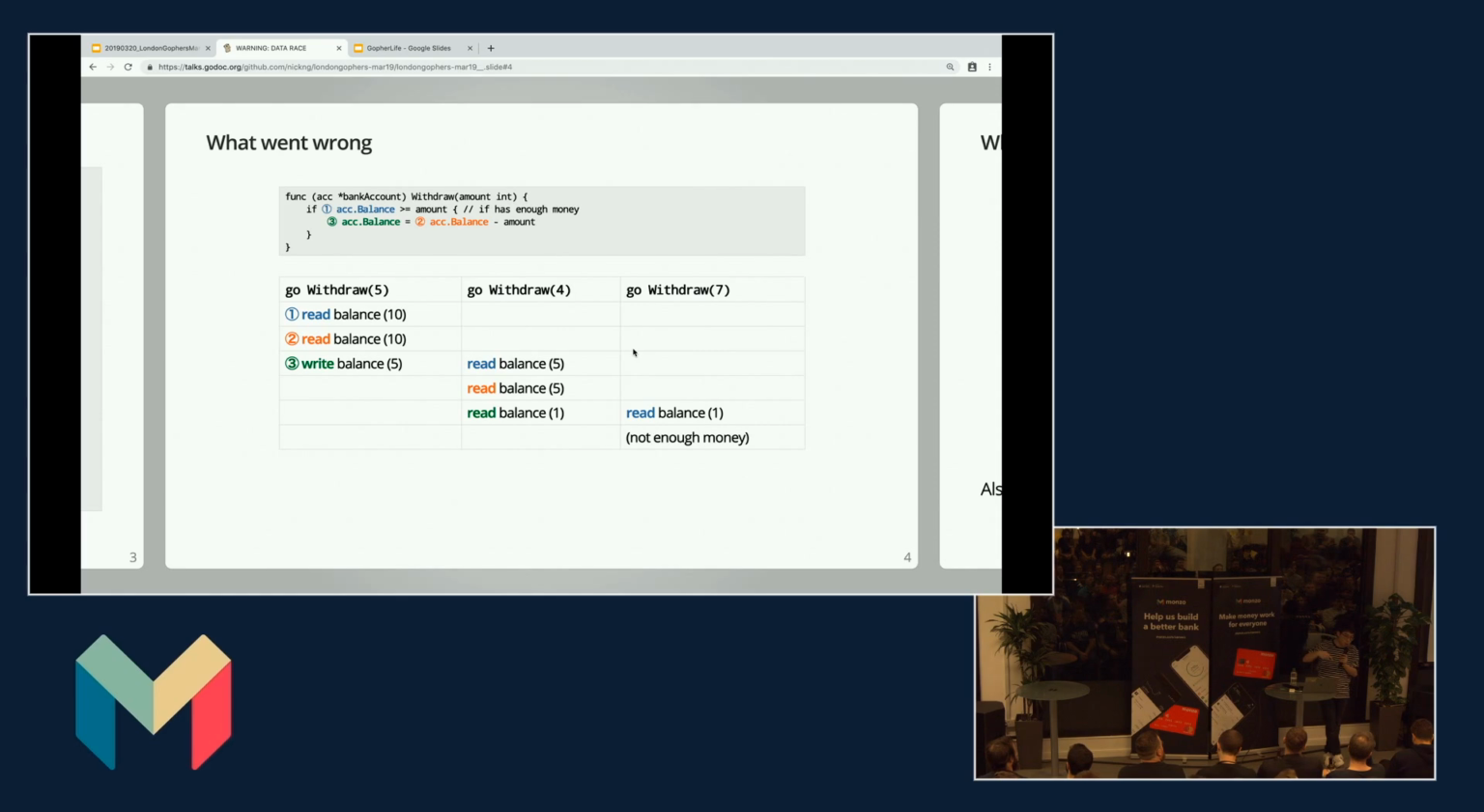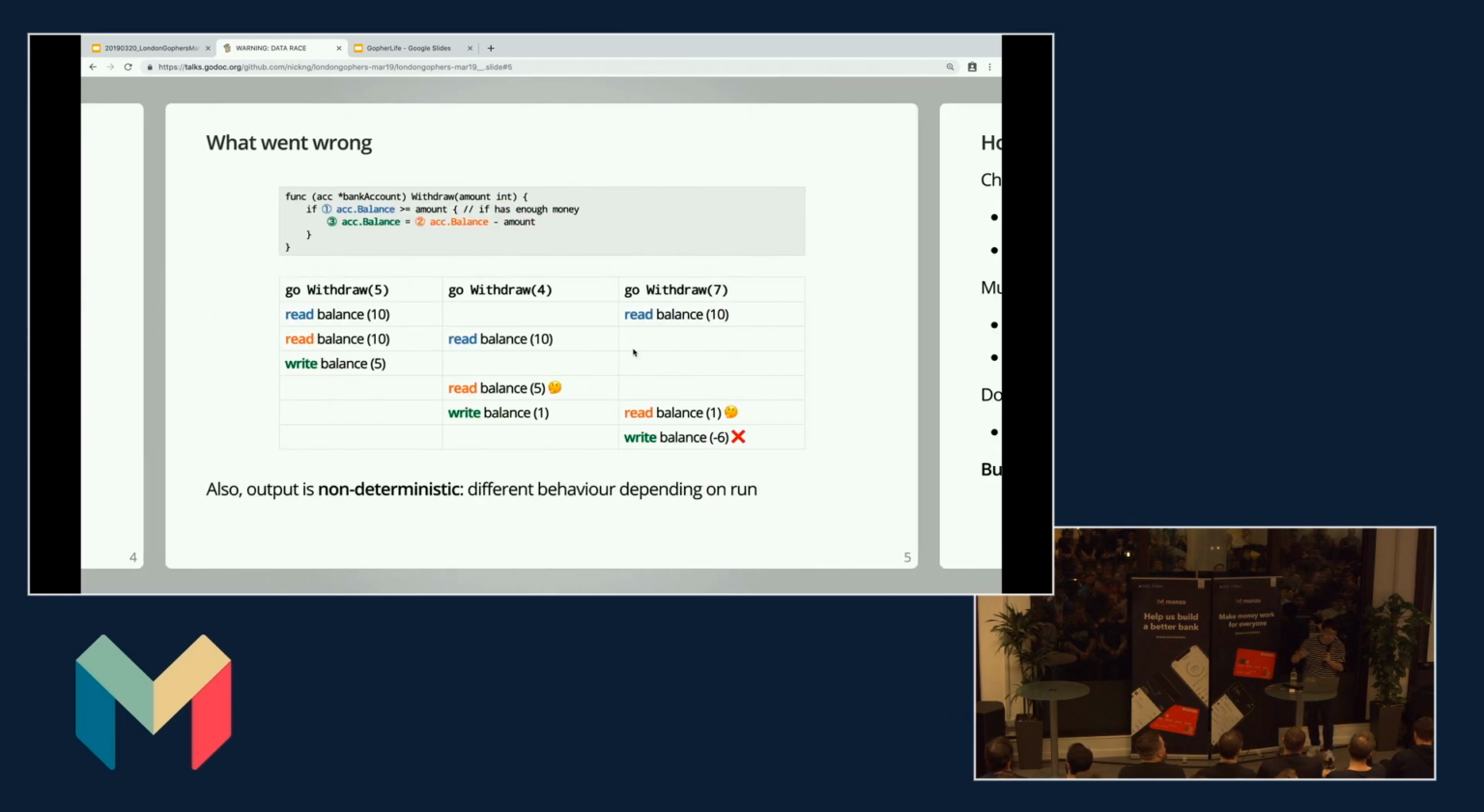But if we run the program, sometimes it will give you a positive balance. Sometimes it will even give you a negative balance. And one of the reasons is because if you run the Go routines concurrently, the Go routine doesn't respect the ordering of how you write your program. It just runs it concurrently.